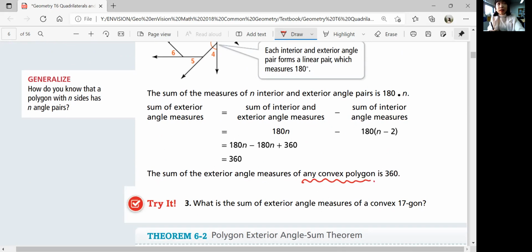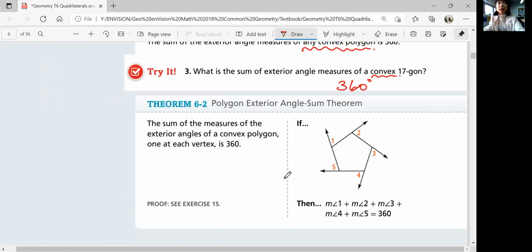Any convex polygon has an exterior angle sum of 360. So does it matter if it's a 17-gon or 36-gon or 50-gon? No, the sum of angle measures of any convex polygon would always be 360 degrees. So again, does the number of sides matter when finding the sum of exterior angles? No. The sum of measures of exterior angles of any convex polygon is 360 degrees. Easy. So theorem 6.2 says exactly that. The Polygon Exterior Angle Sum Theorem says the sum of measures of the exterior angles of a convex polygon, one at each vertex, not double, is 360 degrees.